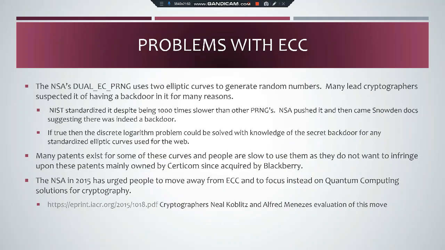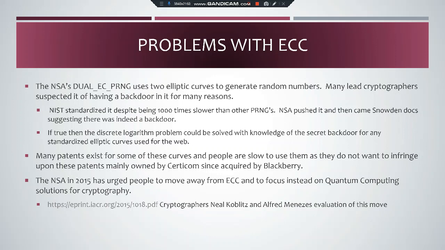So you may be wondering why elliptic curve cryptography is not used more than RSA on the web. And the answer lies in people's distrust of the NSA and the standardization process. Basically, the NSA's dual elliptic curve pseudorandom number generator uses 2 elliptic curves to generate pseudorandom numbers. And many lead cryptographers suspected it of having a backdoor for many reasons, one of which is that it's 1,000 times slower than other PRNGs, yet NIST still standardized it.